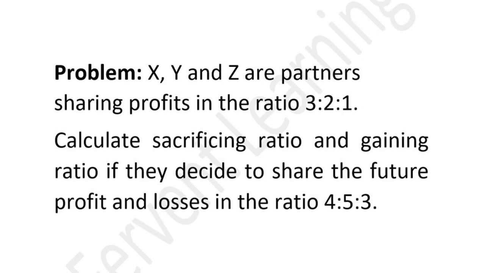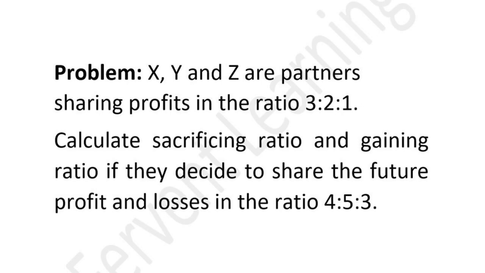X, Y and Z are partners sharing profit in the ratio 3:2:1. Calculate sacrificing ratio and gaining ratio if they decide to share the future profit and losses in the ratio 4:5:3.